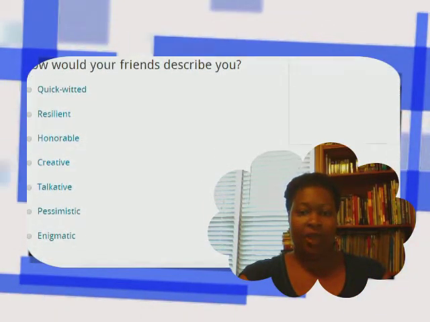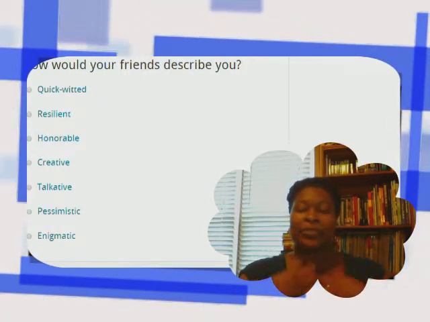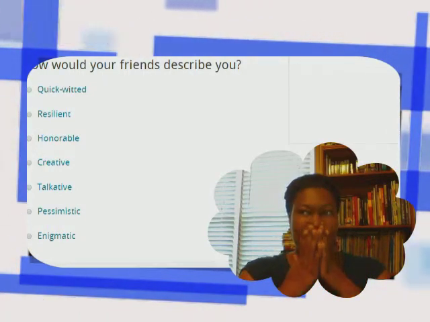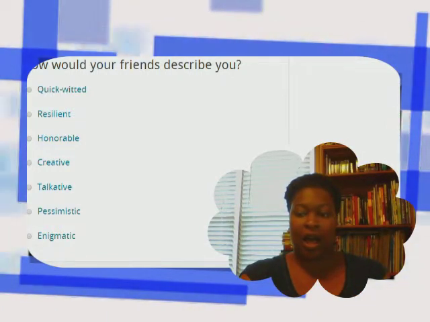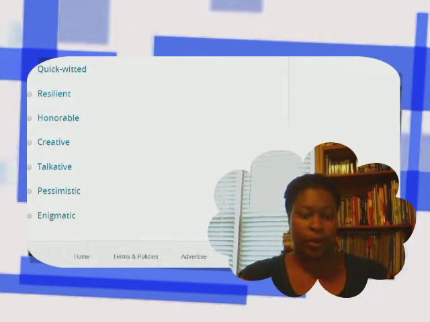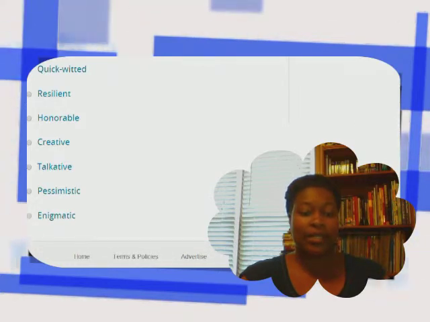Okay, how would your friends describe you? I'm a little scared about this question because I'm going to have to really be honest with myself and really try to think about the way other people see me. So let's see. The options are, would they describe me as quick-witted, resilient, honorable, creative, talkative, pessimistic, or enigmatic? Ooh, let's see.